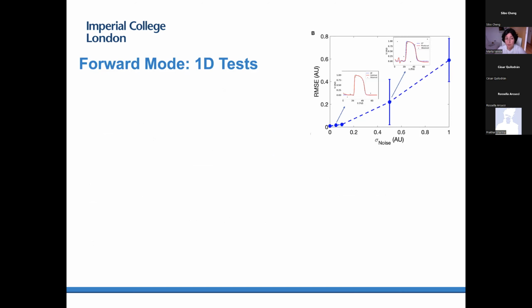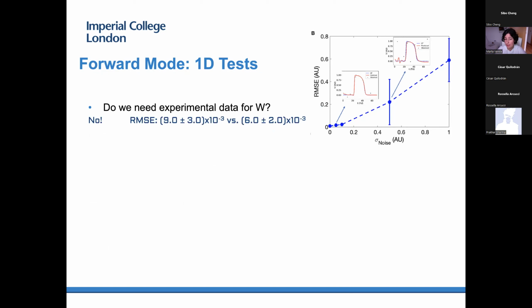So just a couple of tests. As I told you before, W is not measurable experimentally. We can measure it, so to speak, in our in silico data, but it wouldn't be measured experimentally. But thankfully, the network can estimate V and the V time course perfectly without any data for W. So all the results I'm showing you next do not have any data for W. There's no data agreement for W. W is only enforced by the equation.